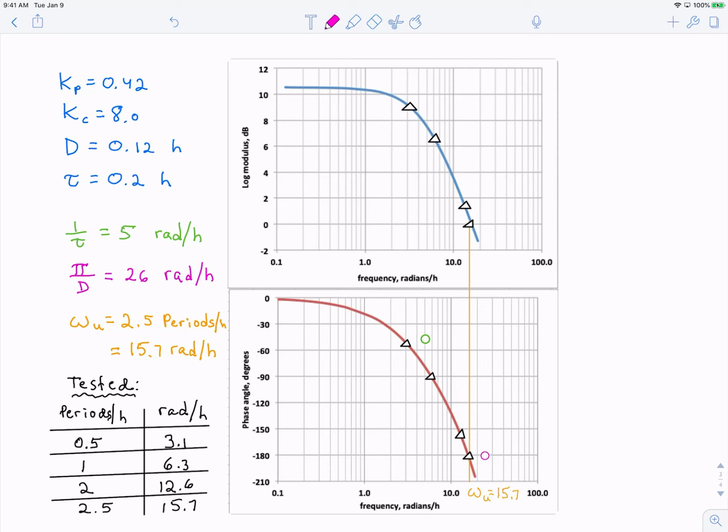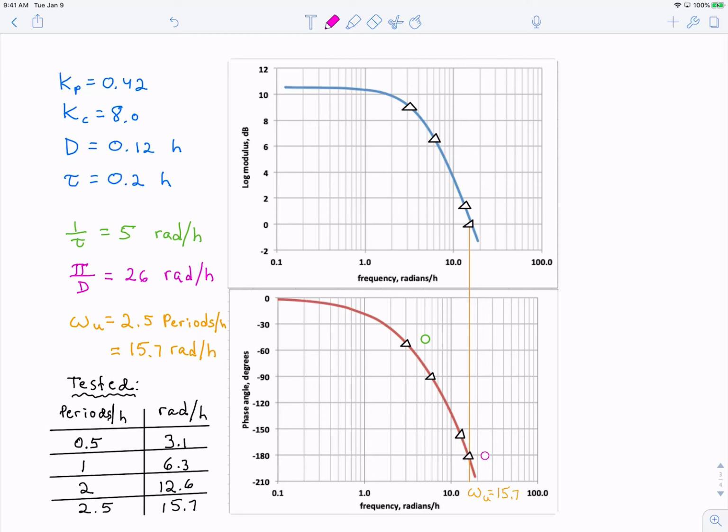We found in the simulation that the ultimate frequency of our system occurs at 2.5 periods per hour, or 15.7 radians per hour. That line is indicated in orange in the plots. At that frequency, the log modulus is 0, and the phase angle is minus 180 degrees. Does that make sense? Yes, because the subtraction of the measurement from the set point in a feedback loop creates minus 180 degrees phase shift right away when it becomes the mirror image of the process value. That's how we would like to keep it for all frequencies for optimal disturbance cancellation.